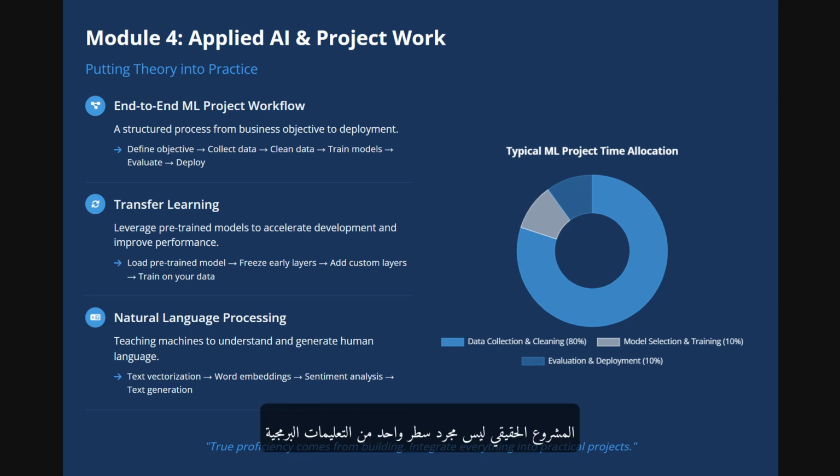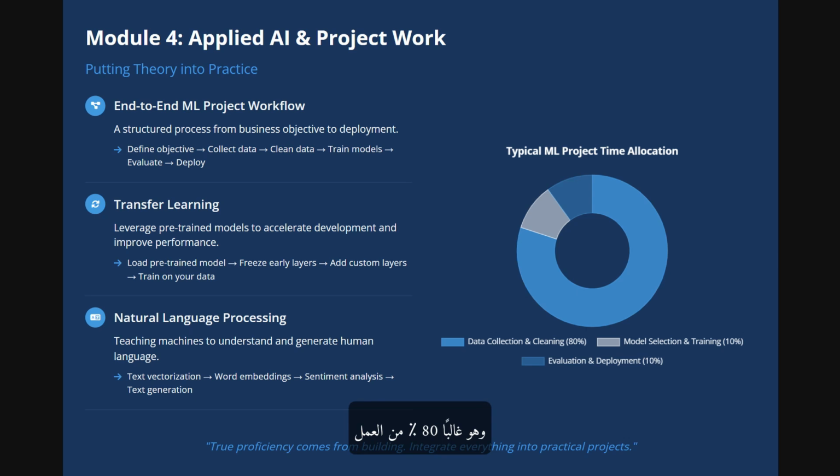A real project isn't just a single line of code, it's a structured process. It starts with defining a business objective, then comes data collection, followed by data preparation and cleaning, which is often 80% of the work. Only then do you select, train, and evaluate your models.